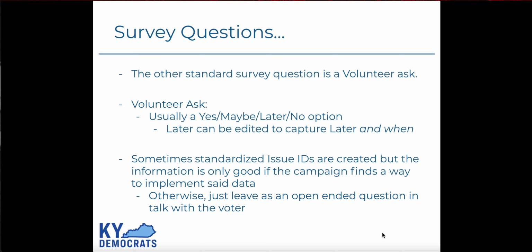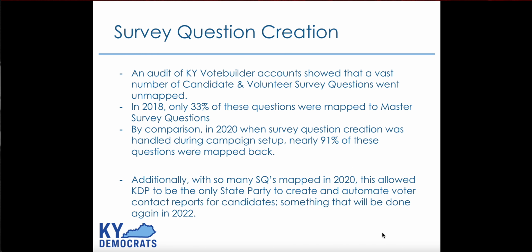Sometimes issue IDs can be standardized, but it's really only going to be good if the campaigns find a way to implement that data. It's the reason those aren't questions. Otherwise, it's really just good to make that an open-ended question and have a conversation with the voter. Sure, you can ask a lot of issue ID questions. You can have a long list, but if you're not going to do anything with it, it's not really valuable. So I just wanted to talk here about survey questions and creating those.